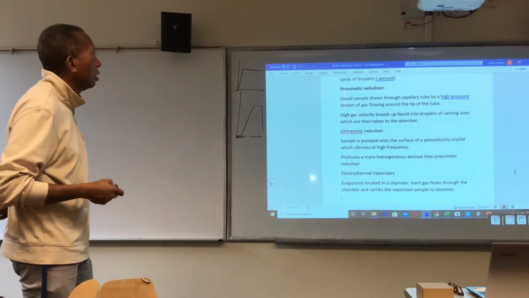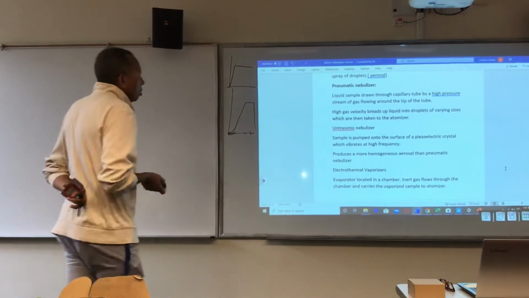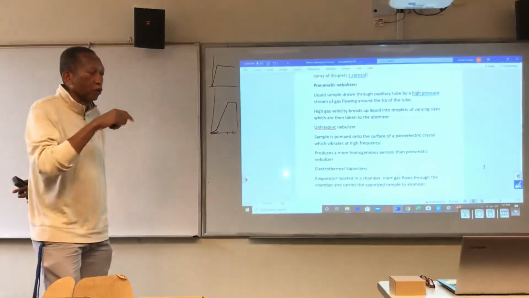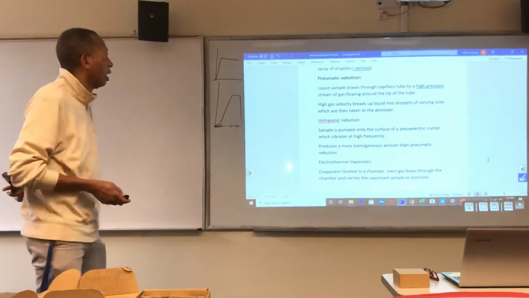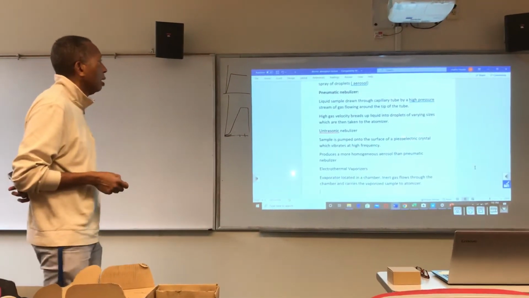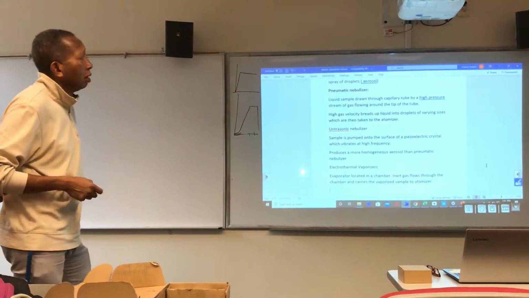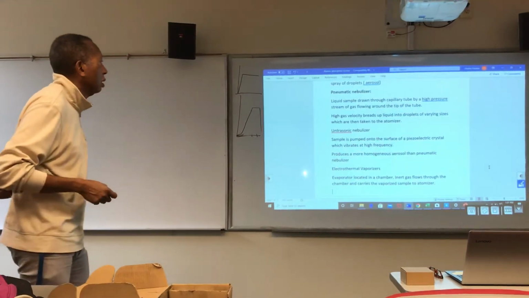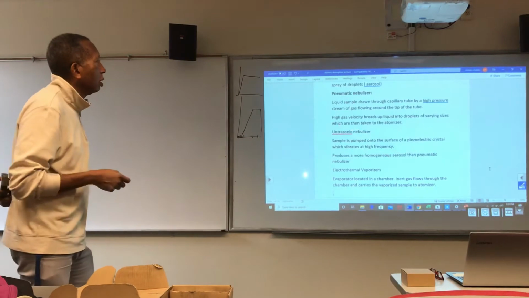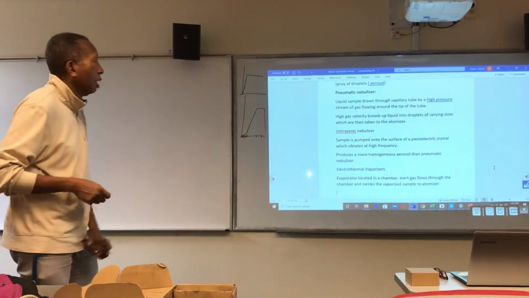Ultrasonic nebulizer, you know what ultrasonic is? You see it sometimes, we have a small one if you want to clean jewelry and that kind of stuff. We can have this sample on a piezoelectric crystal. It vibrates at a high frequency. And this produces a more homogeneous aerosol than the pneumatic nebulizer.